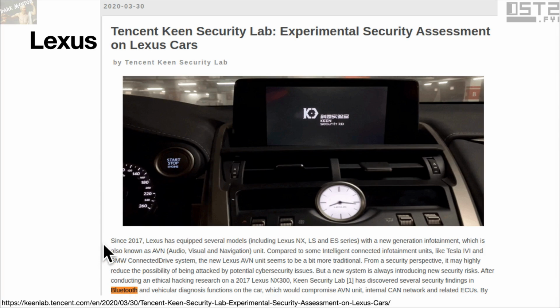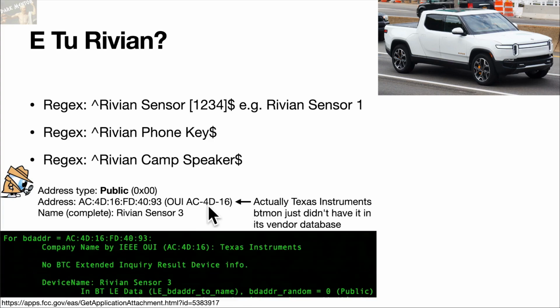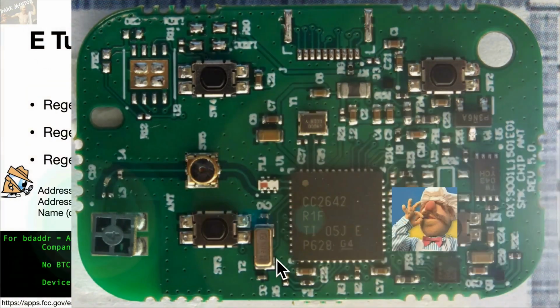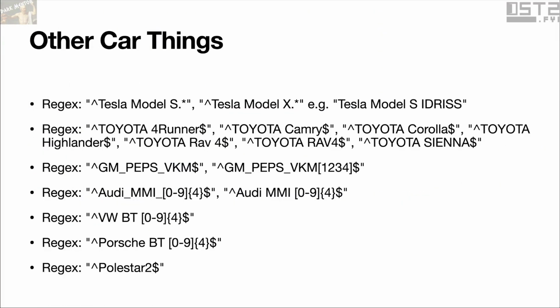back in 2020. Now, Rivians show up like this, and they are public, so they are trackable, and while the Texas Instruments OUI was not available in BTMon, it is available in my tool, so we know which chip it uses, and the FCC database, chef's kiss, has a perfect example of that. For those who are interested, here's a bunch of other car things, and they're almost all Bluetooth Classic, so they're trackable, with Polestar being the exception, but they happen to be using a public address in Bluetooth Low Energy.